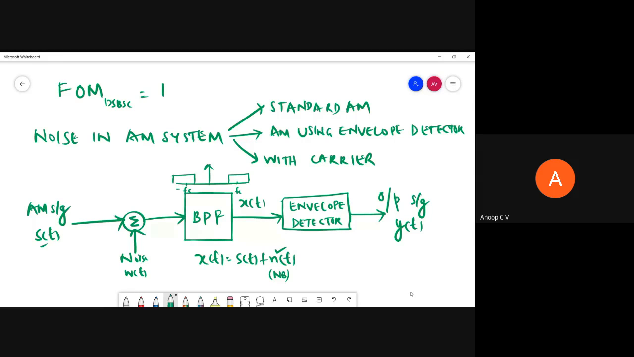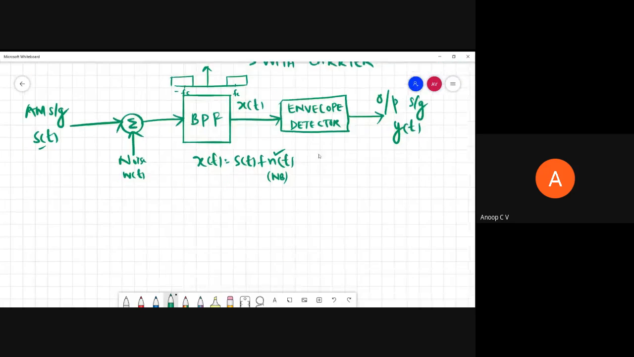So what do we mean by analyzing noise in AM system? We have to find out the figure of merit, that is, SNR output divided by SNR channel. That is what we have to find out, so we'll try and find that. We'll move on.